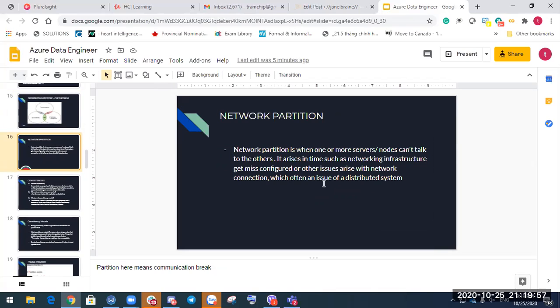So basically, a network partition is when one or more servers or nodes cannot talk to one another. It can arise from issues with network infrastructure, like your port is misconfigured, or your adapter breaks, or any other issue. In Vietnam, for example, we often have issues like a shark eating the cable, right? In situations like this, a network partition will arise. Remember this, because in the next slide we will have another partition which is related to data, and it's a good kind of partition.